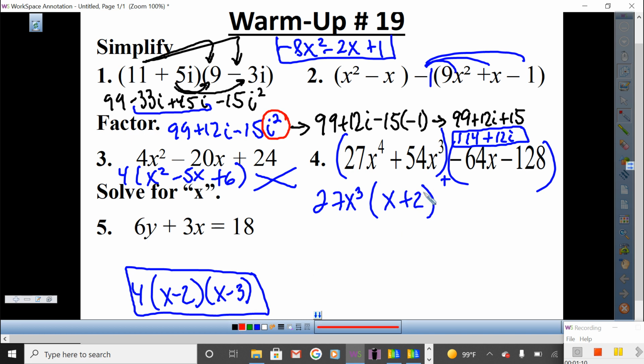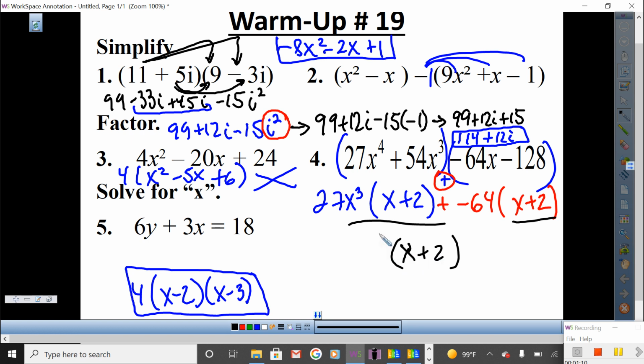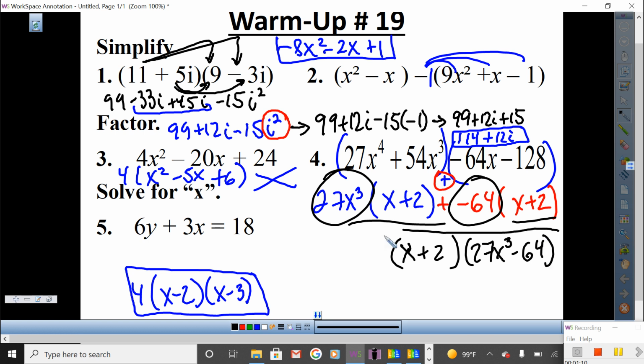All right, bring down the plus. What's GCF between these two? Negative 64, and we're left with x plus 2. Yeah, so 64 divided by 64 is 1, negative 128 divided by 64 is 2. So what's the same here and here? X plus 2. And what's left over? The 27x cubed minus 64. And well, I'll stop right there.